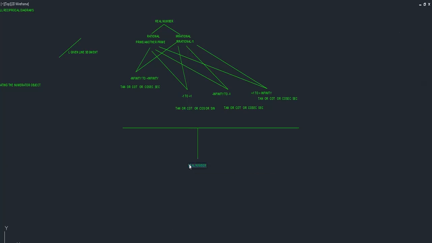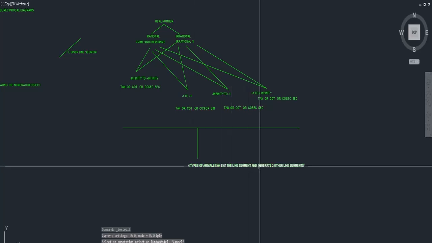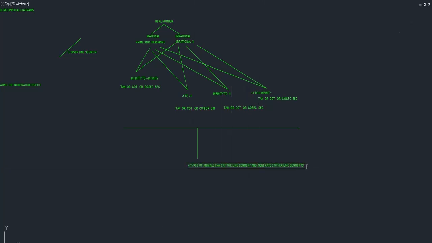4 types of animals can eat the line segment and generate 2 other line segments. So from here the geometric statistics starts. The 4 possibilities open up.